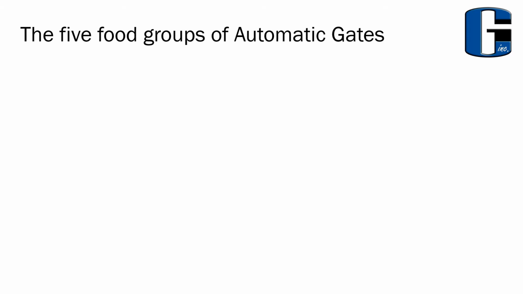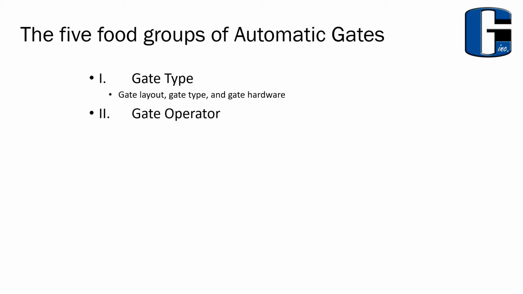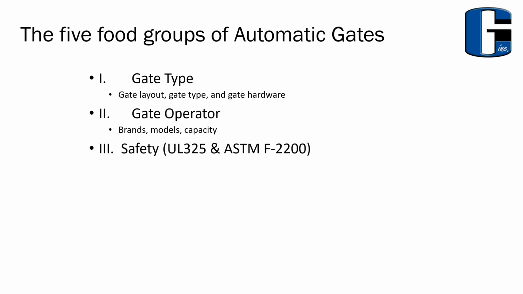In the 5 food groups, we start off with group 1, which is gate type. Here we'll talk about swing gates, slide gates, various layouts, and different configurations. In group 2, we'll talk about the gate operators that go with those types of gates. We'll talk about gate operator capacity and different kinds of design elements. In group 3, we concentrate on gate safety, UL 325 and ASTM F2200. This is a big impact on how we design gates, install them, fabricate, and entrapment sensors.